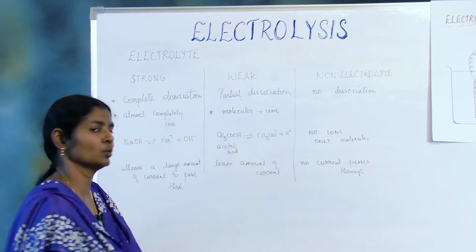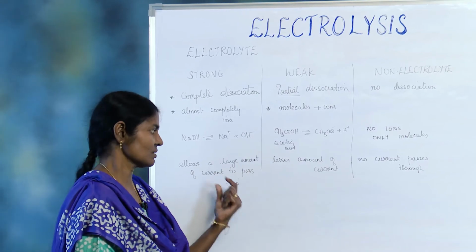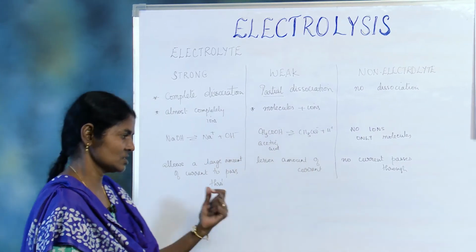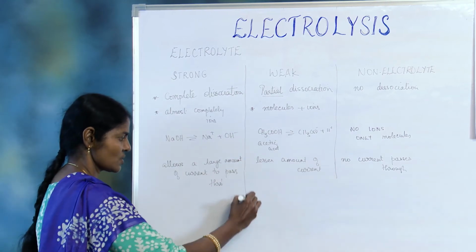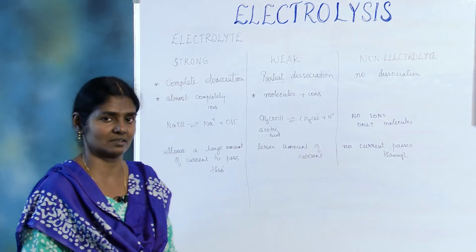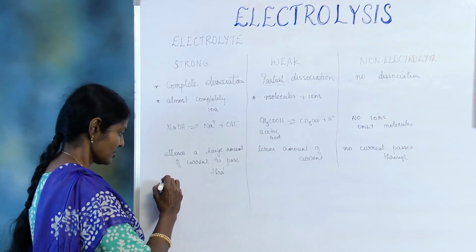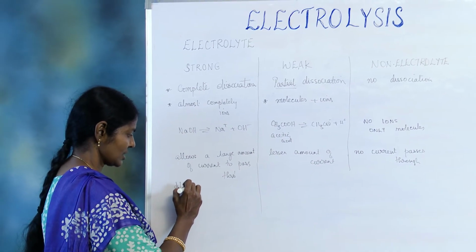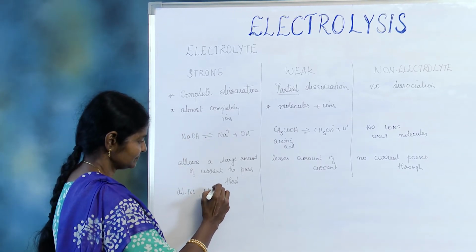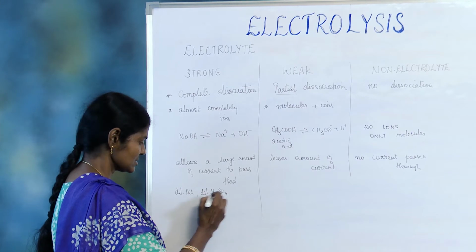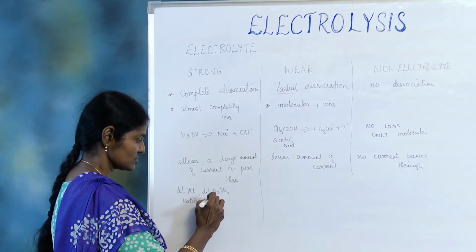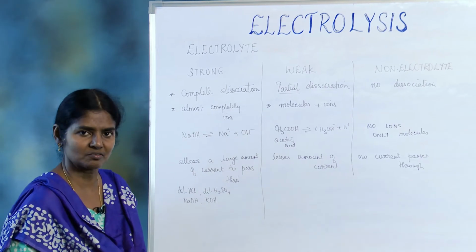Now we should know which are the strong electrolytes, which are the weak electrolytes, and which are the non-electrolytes. Usually the strong bases, strong acids, and the salts of these are all strong electrolytes. For example, we have dilute HCl, dilute sulfuric acid. These are acids. Examples, we have NaOH solution, KOH solution. These are examples of bases.